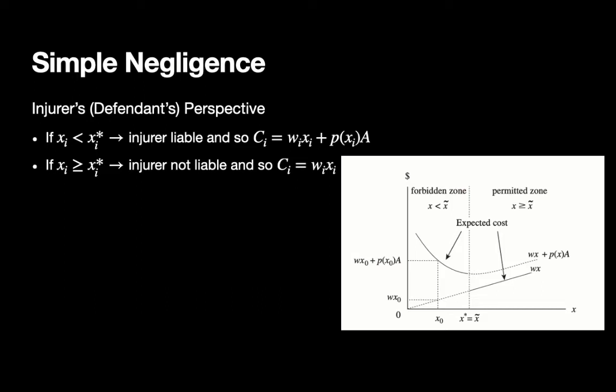So the diagram shows that after X star, the injurer's expected costs of an accident only equal the cost of precaution. You can see that for the injurer, the expected cost of accidents is minimized by meeting the legal standard of precaution, which we have assumed has been set at the efficient level. So a simple negligence rule gives the injurer or defendant incentives to take precaution.